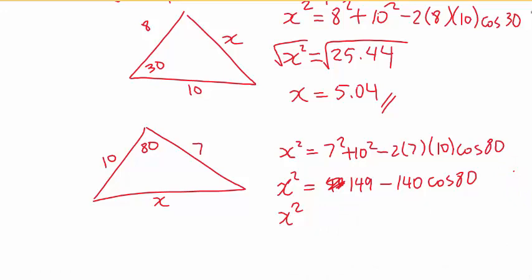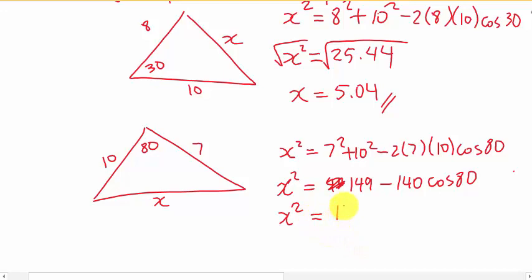Okay, why not? Because there's a multiplication right here. You have to follow BEDMAS. Do you understand that? Okay? You cannot subtract those two numbers because this 140 has to be multiplied by cos 80 first. BEDMAS.